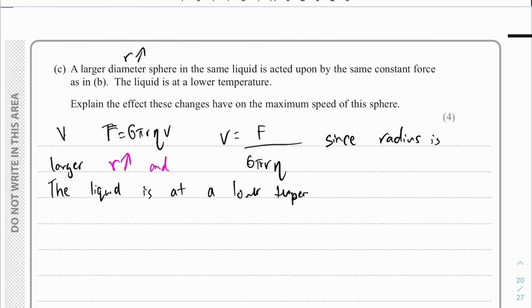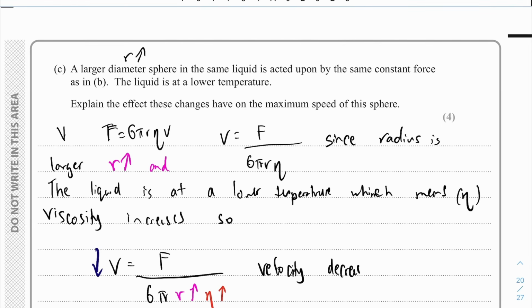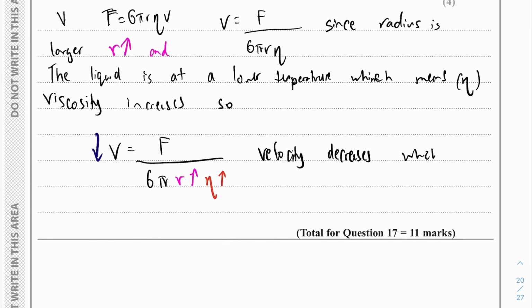Lower temperature, which means, what does it mean? It means that the viscosity increases. So V equals F over 6 pi and R. The viscosity coefficient increases, so V goes down, so velocity decreases, which means the max speed will decrease. Alright, so that's the answer.